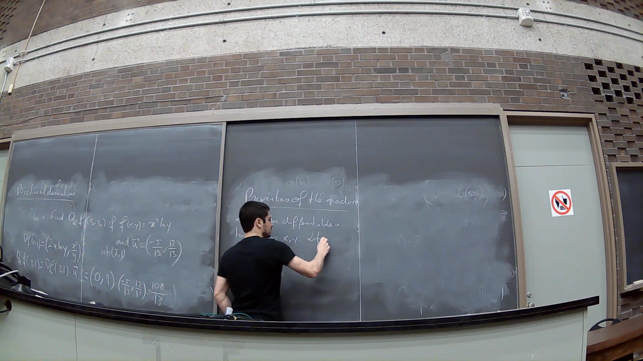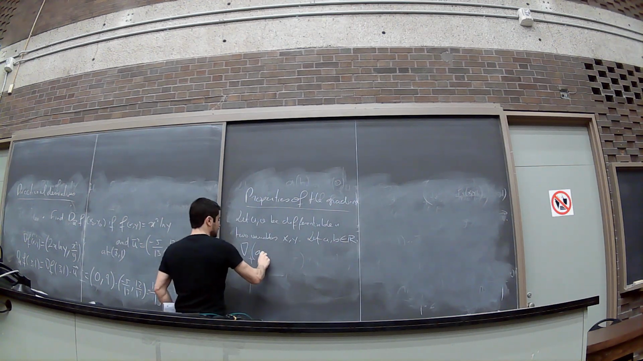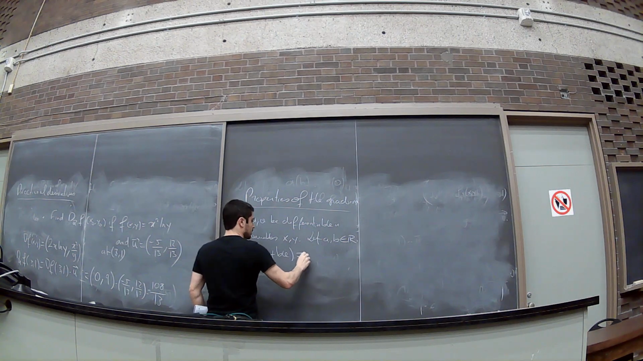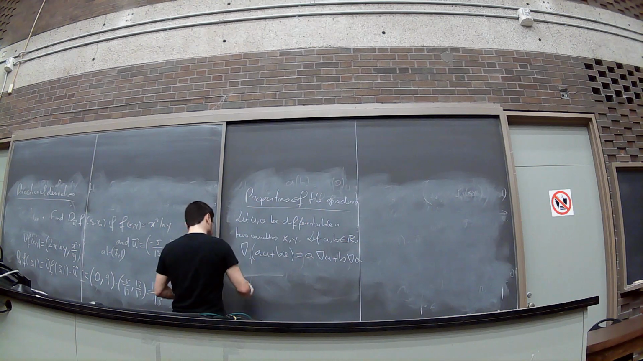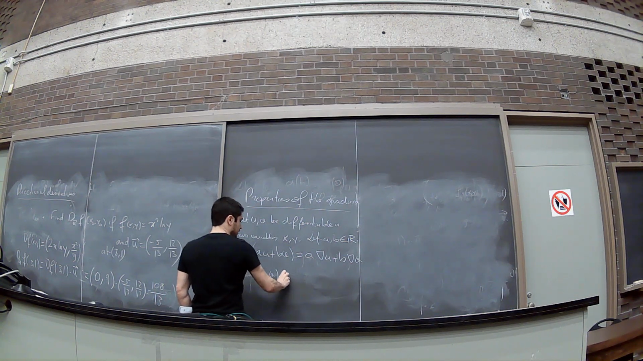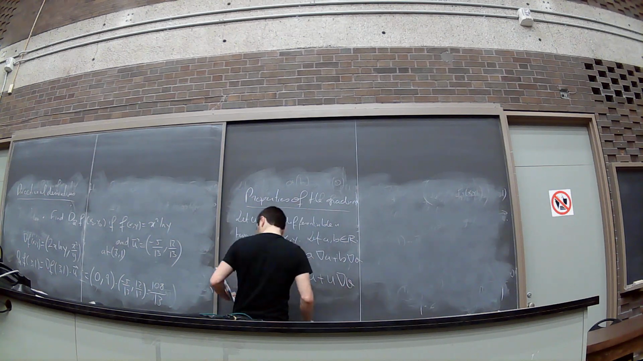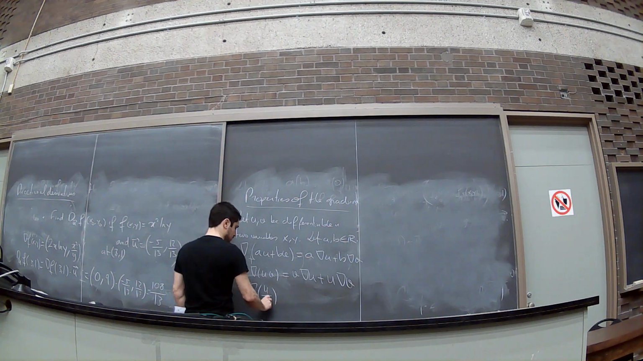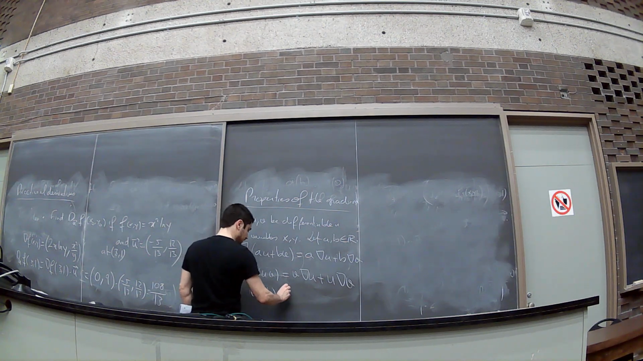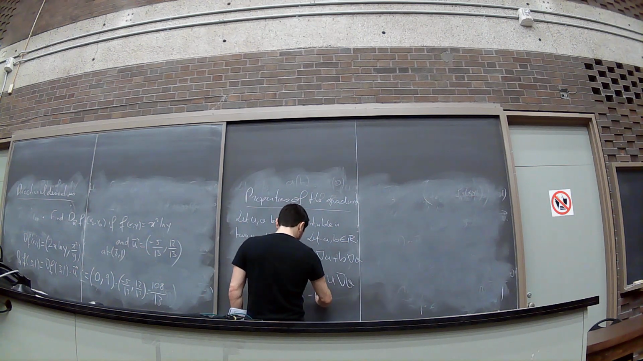Let a and b be numbers. Then, the gradient of au plus bv is equal to a gradient of u plus b gradient of v. The gradient of uv is v gradient of u plus u gradient of v, and the gradient of u over v is, like u prime v, so it's v gradient of u minus u gradient of v over v squared.